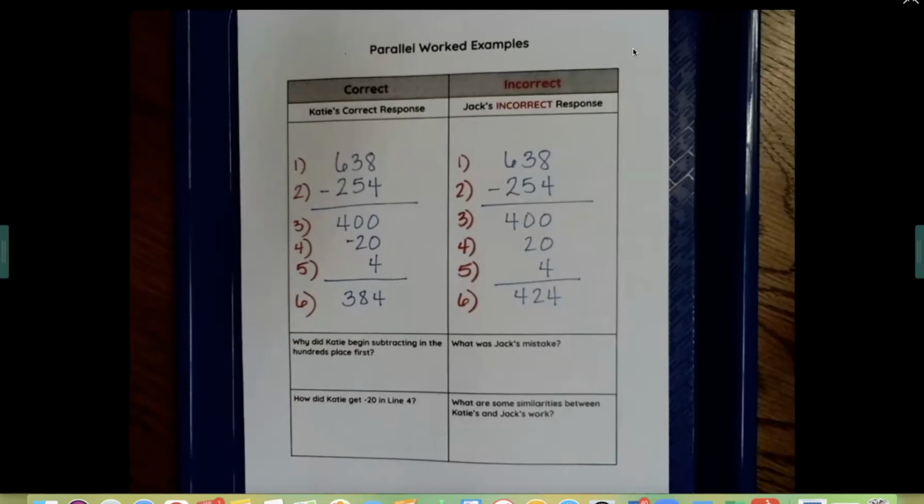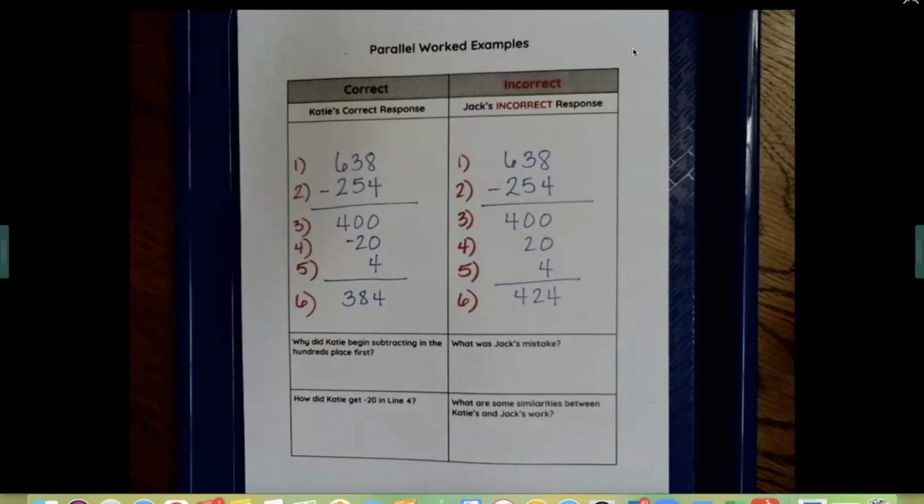Okay. Now this takes lots of work with your kids for them to be able to do things this way. You may have to begin with expanding the numbers. This is a problem that's after we move beyond expanding and looking at the expanded form for each number. And then the questioning, why did Katie begin subtracting in the hundreds place first? Of course, we want to talk about how that's the greatest place. That's the place that has the greatest value. So that's where we want to begin when we subtract.